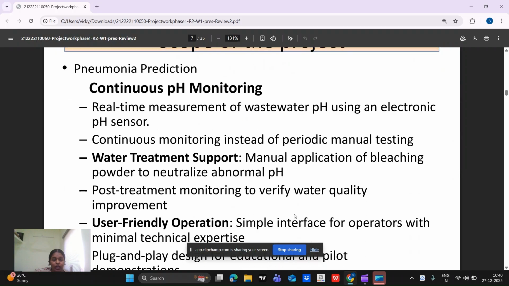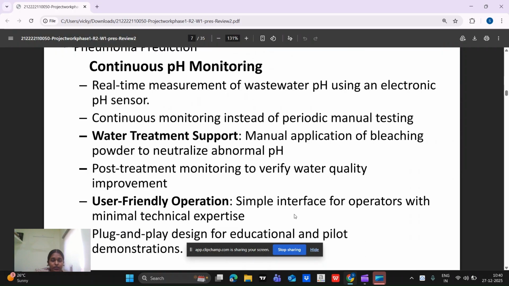Continuous pH monitoring: real-time measurement of wastewater pH using an electric pH sensor, instead of periodic manual testing. Wastewater treatment support: manual application of bleaching powder to neutralize abnormal pH. Post-treatment monitoring to verify water quality improvement. It is a user-friendly operation, with a simple interface for operators with minimal technical expertise, and a plug and play design for educational and pilot demonstrations.